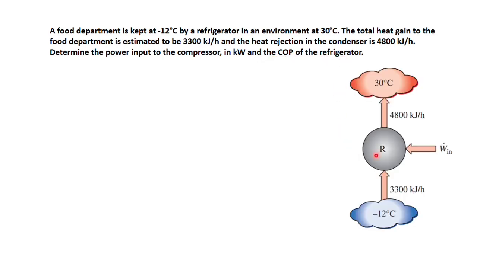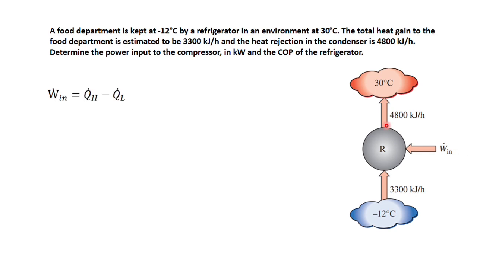So first, this is the figure for this problem. We have here the warm environment at TH, or high temperature, which is 30 degrees Celsius, and our TL, or low temperature, which is negative 12 degrees Celsius, and this is our refrigerator. So this is the QH, or the heat transfer to the high temperature, and this is our QL, or the heat transfer to the low temperature, and this is our rate of work input.